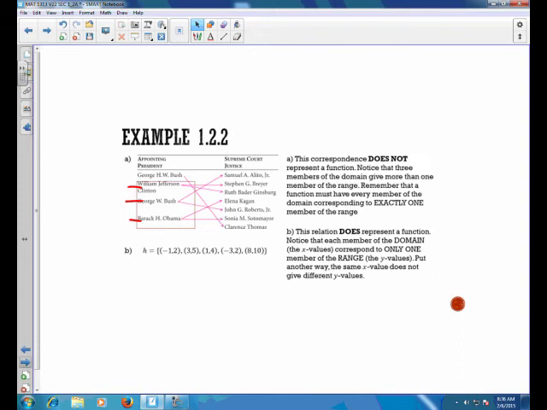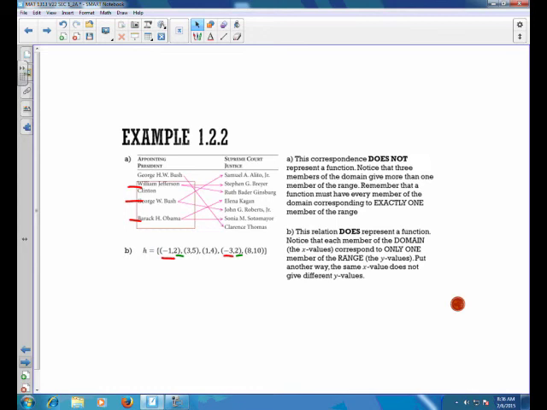Now the second example we did, that was the set of ordered pairs. That relation does represent a function. Notice that each member of the domain, all of the x values, are only used once, and they correspond to some member of the range. The same x value does not give different y values. You should notice, however, that different x values can give the same y value. That's perfectly okay. You just can't have the same x give you a different y.